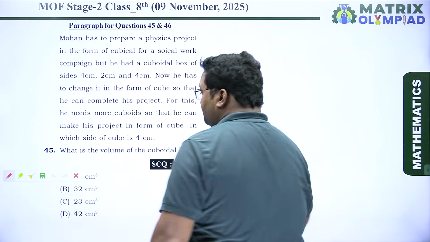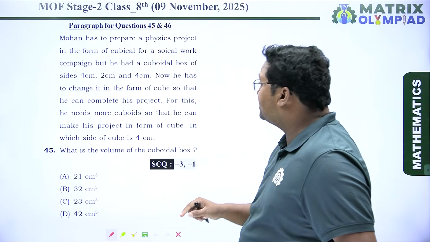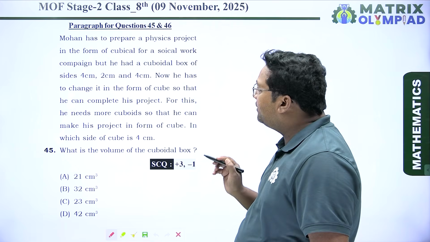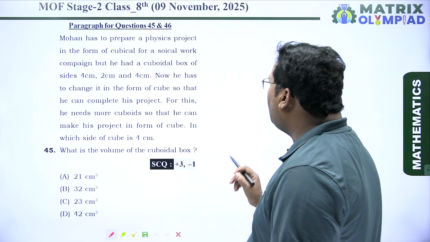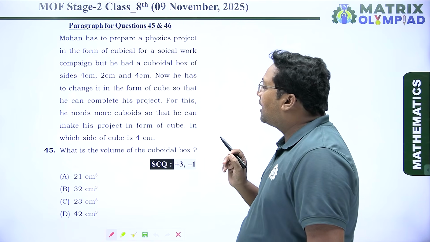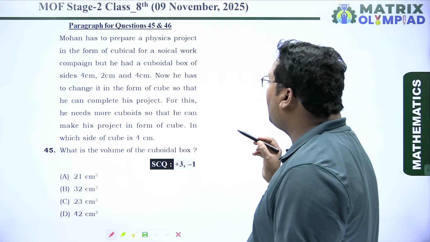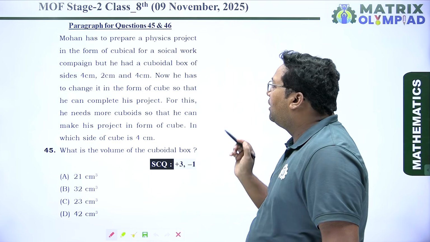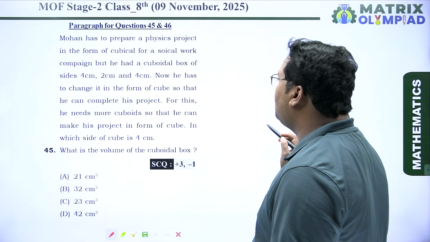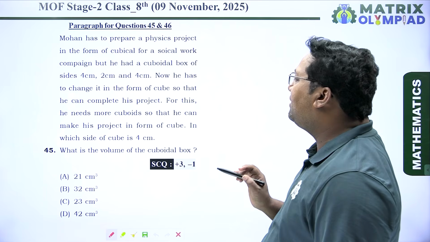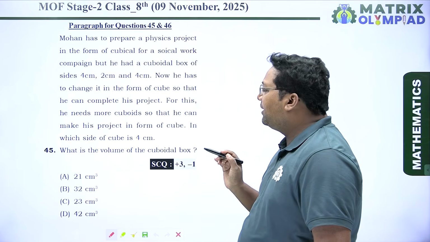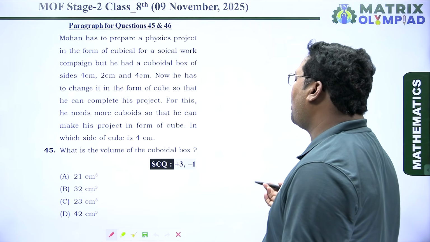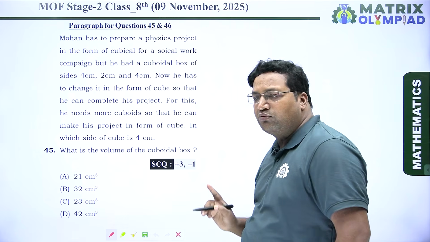Next question is, again it is a next paragraph. Mohan has to prepare a physics project in the form of a cube for a social work campus, but he has a cuboidal box of sides 4 cm, 2 cm, and 4 cm. Now he has to change it into the form of a cube so that he can complete his project. For this he needs more cuboids so that he can make his project in the form of a cube, in which the side of the cube is 4 cm.